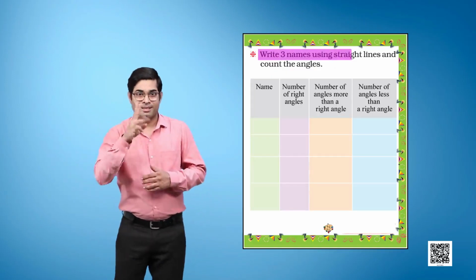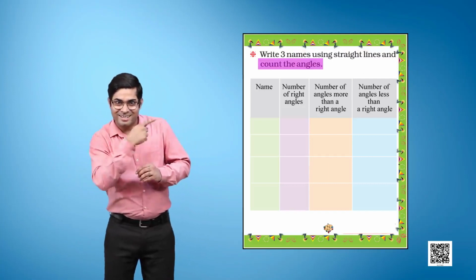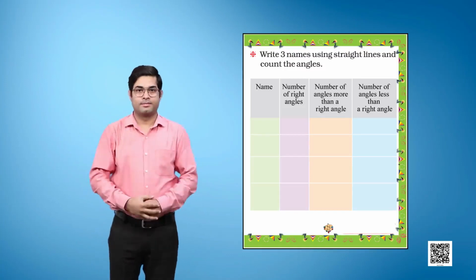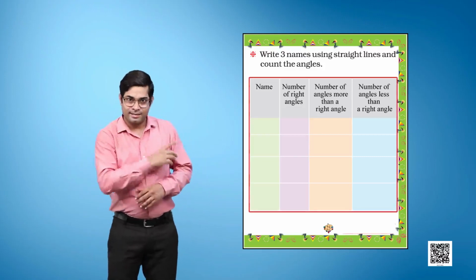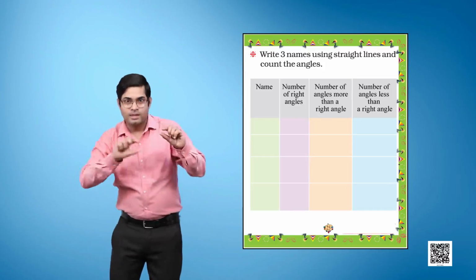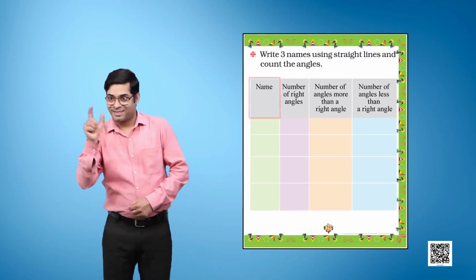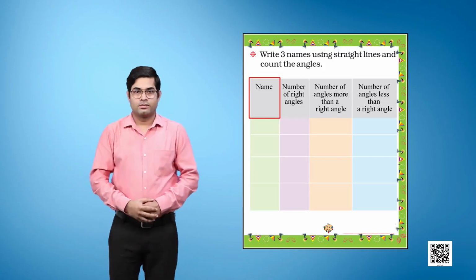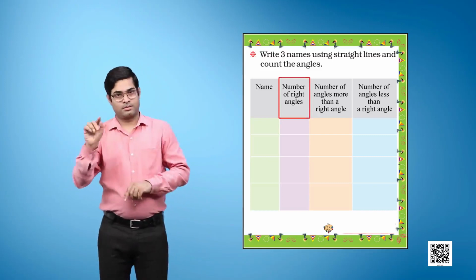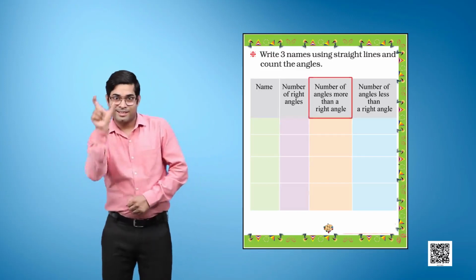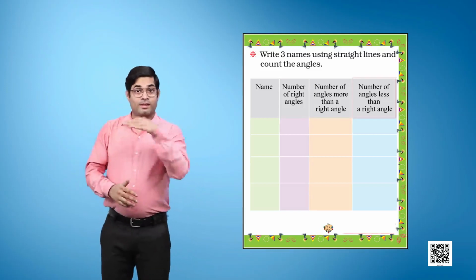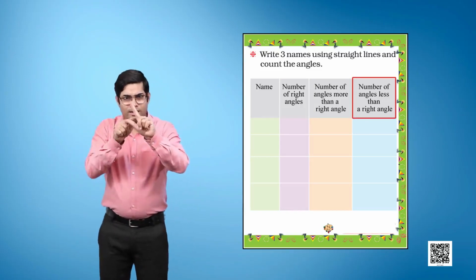Write 3 names using straight lines and count the angles. We have a table below this with 4 columns and 3 rows. Column 1 heading is Name. Column 2, Number of right angles. Column 3, Number of angles more than a right angle. Column 4, Number of angles less than a right angle.